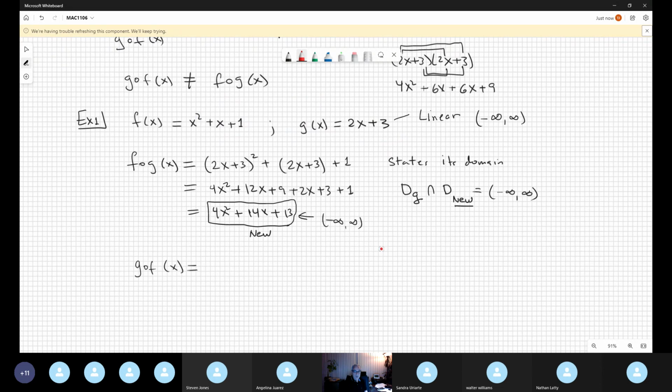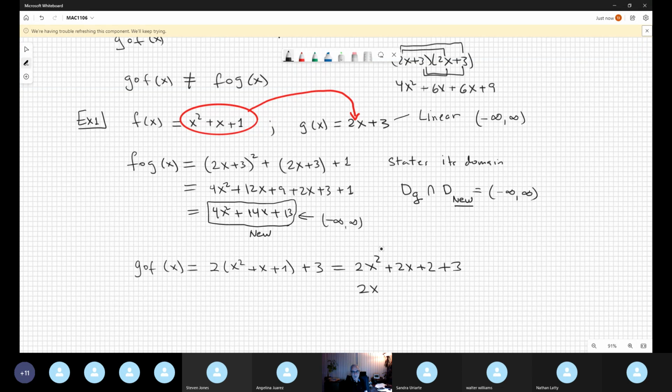So I need to take the innermost function, that's f, and replace it here in the x place of the second function, now g. Entonces es easy. Es 2 times parentheses x squared plus 1, plus 3. Do you follow me? 2x squared plus 2x plus 2 plus 3. The expression is 2x squared plus 2x plus 5. Bam! And this is my second expression.